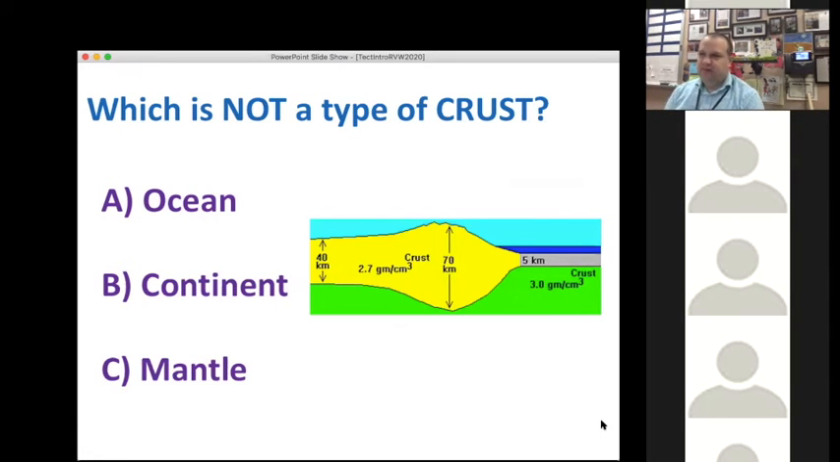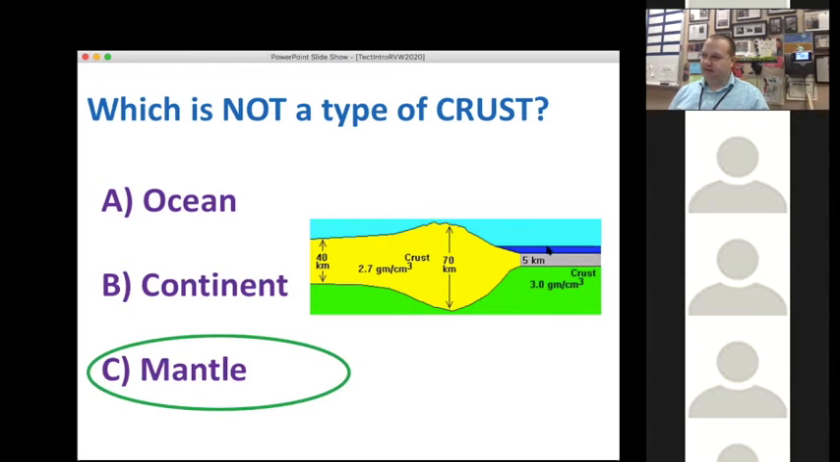Number 3, which is not a type of crust, not crust. A, ocean, B, continent, or C, mantle? So the correct answer here is the mantle. We actually have ocean crust. Ocean crust is thin, and we have continent crust. Continent crust is thick with the mountains. And notice the ocean crust has water on top of it. That's okay. So the crust is this top part, continent crust and ocean crust. But the mantle is the green part. The mantle is the convection. It's not crust. Crust on top.